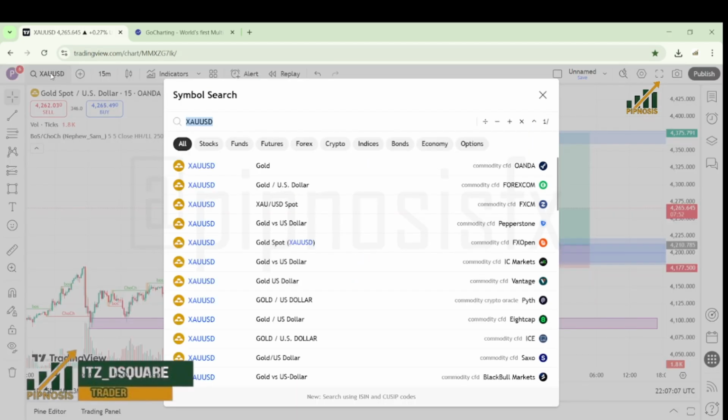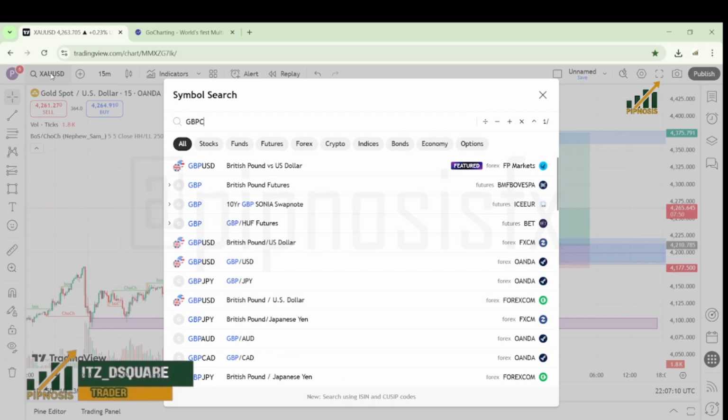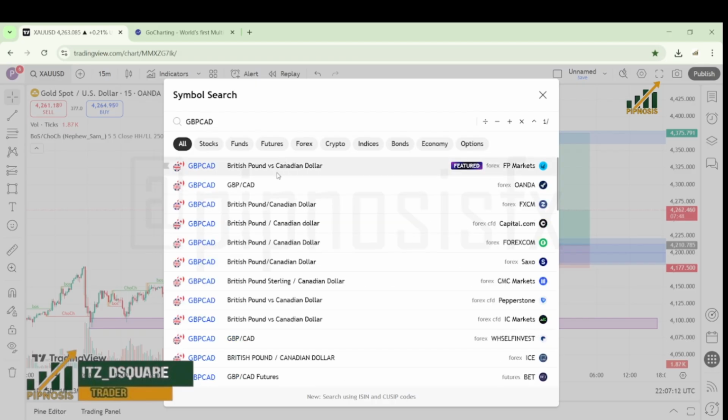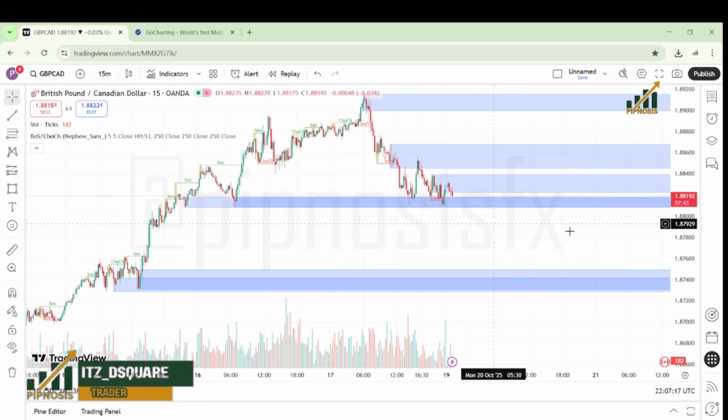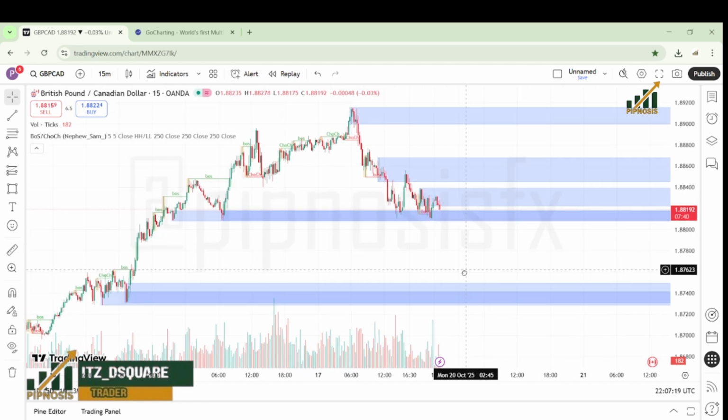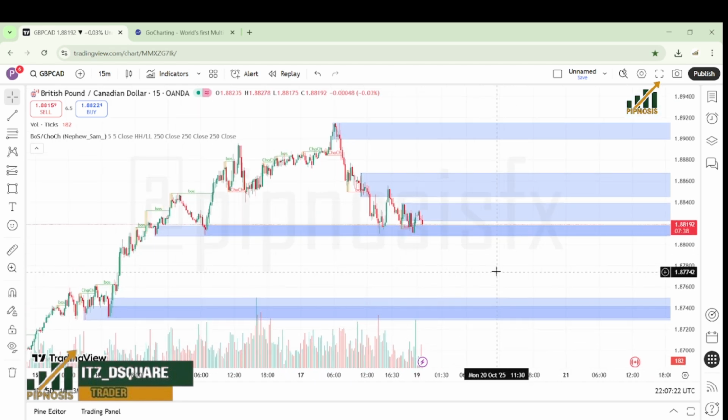Now let me open GBP CAD and tell you why I placed it. Okay, GBP CAD. I think, okay, this is a new chart. Now, this zone here is another block zone.